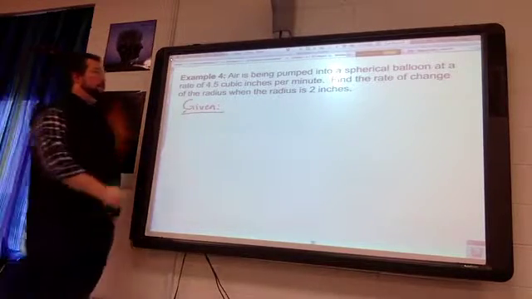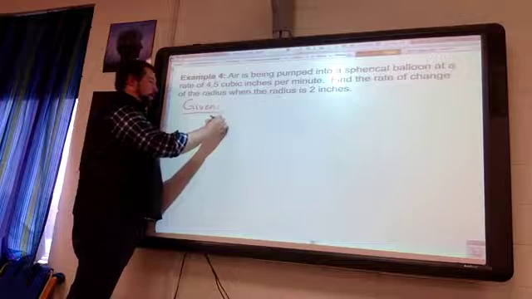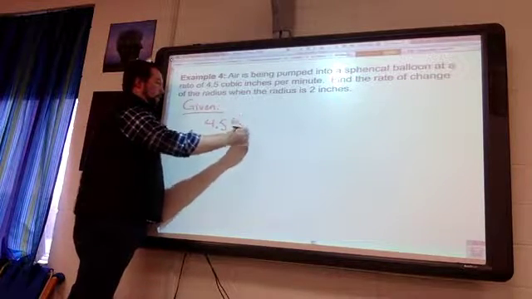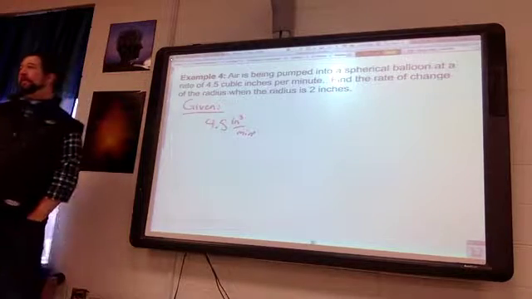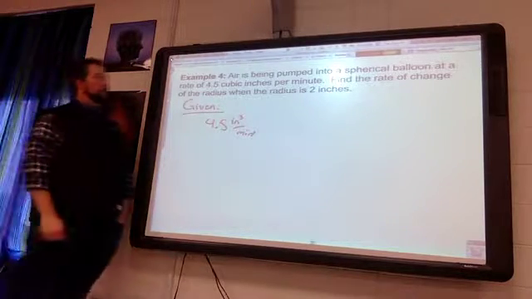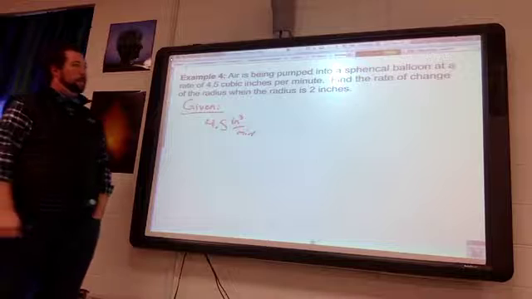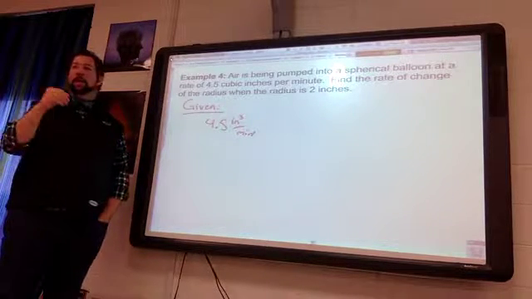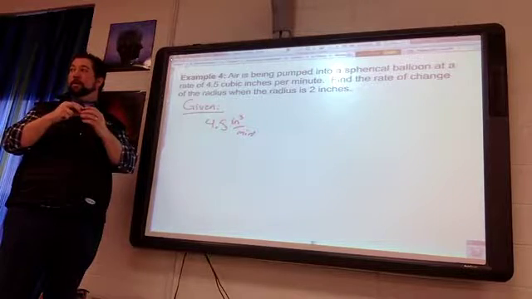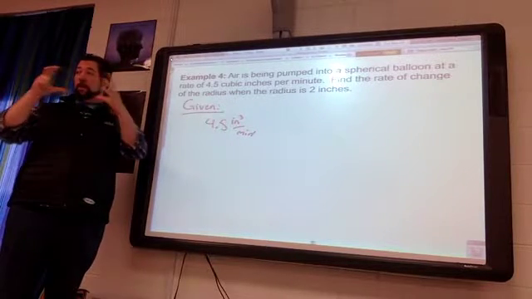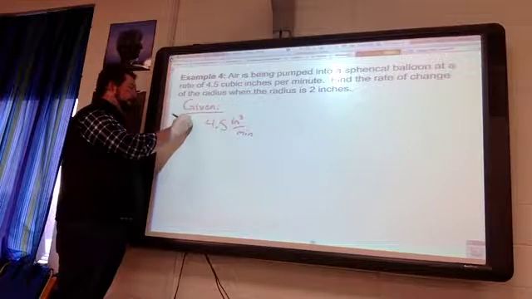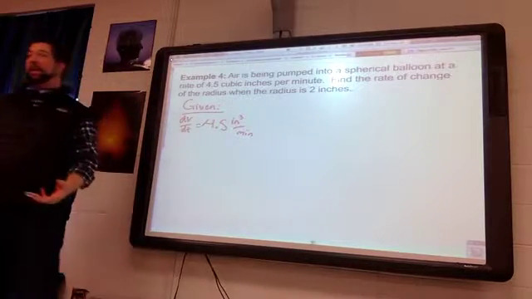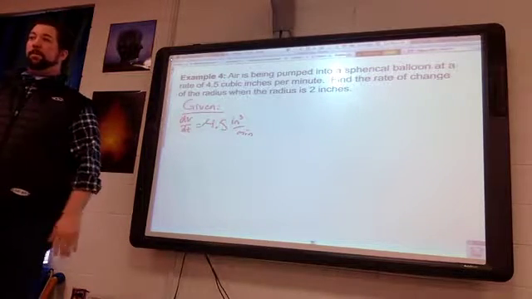4.5 cubic inches per minute, right? That's going to be the rate at which what's changing? Air is being pumped into a balloon, so the balloon is getting bigger, so that's the volume. So dV/dt. It's also cubic something, so that tells you cubic is volume.